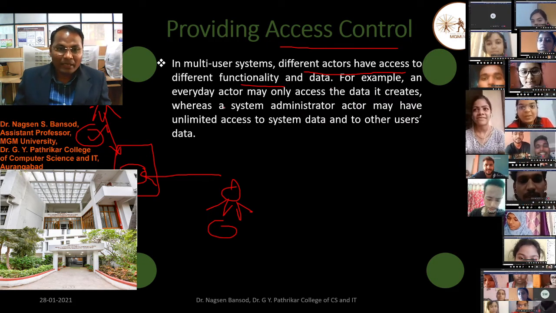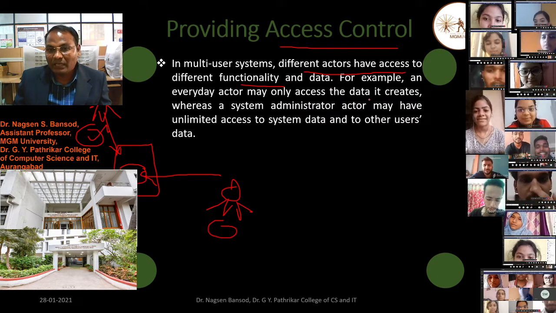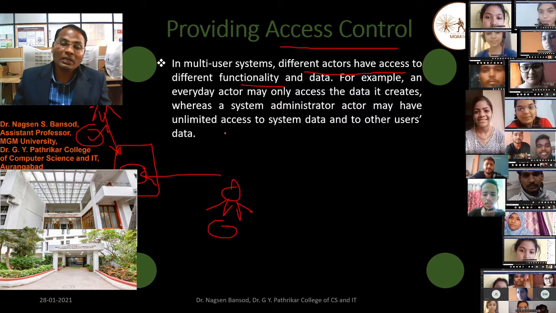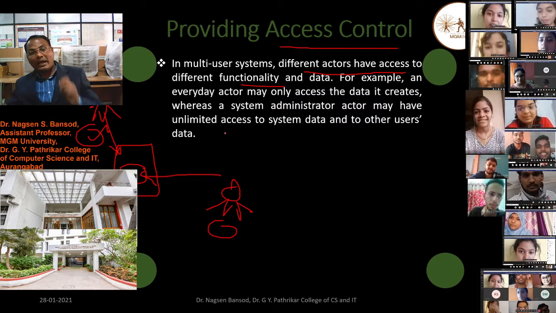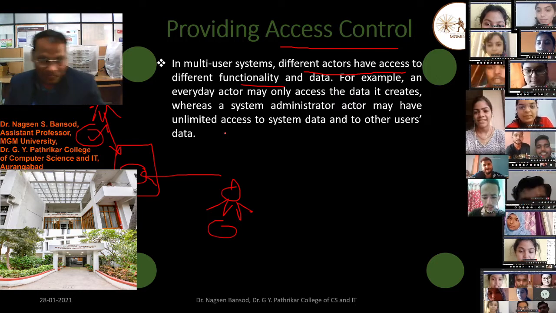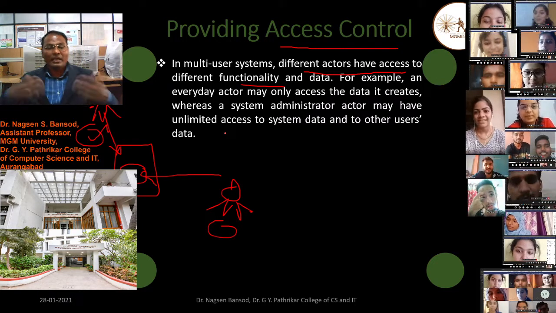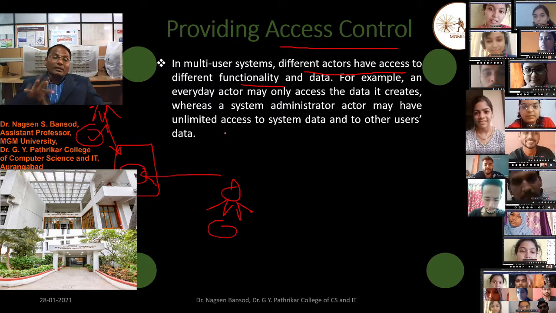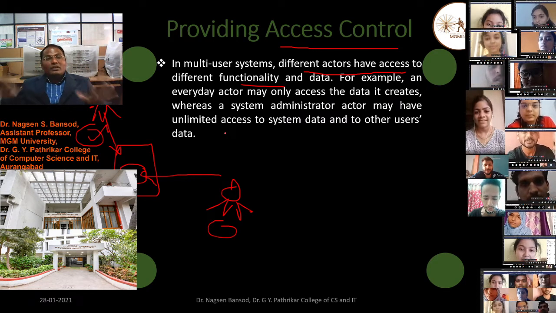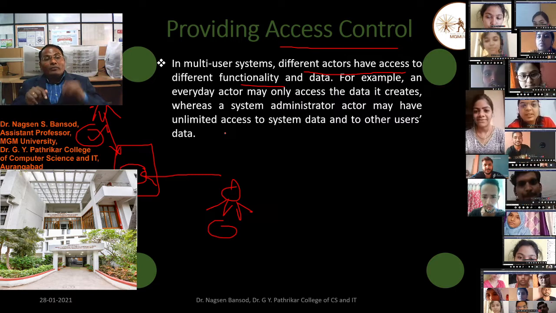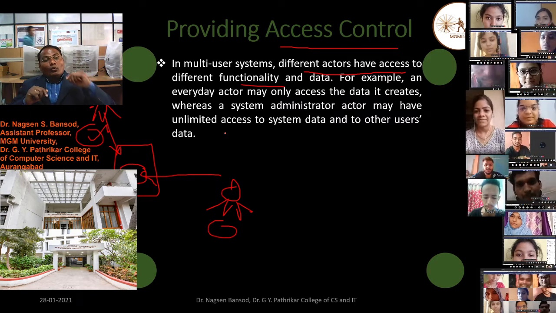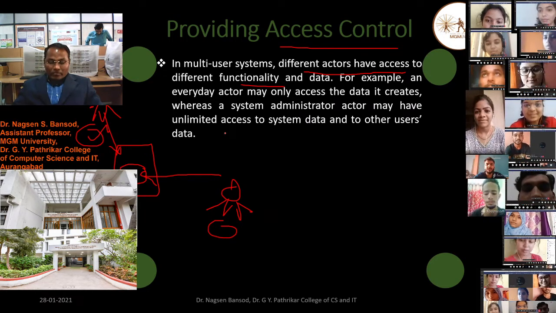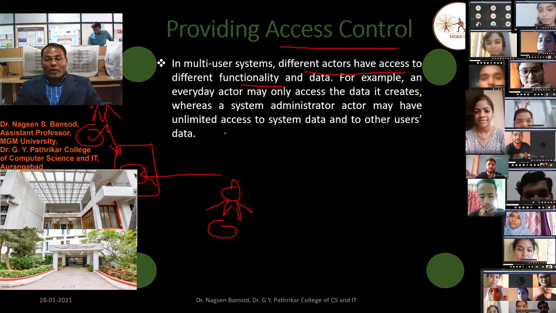For example, an everyday actor may only access the data it creates. Whereas a system administrator actor may have unlimited access to the system data and to other users' data. As users of a computer, we have access only to our day-to-day data, but the admin can handle our data also. He can find how many computers are there in the network, and which computers are being used by which user to access which type of information. All that can be accessed by the administrator because of access control.